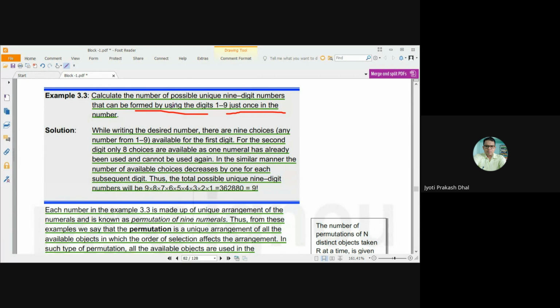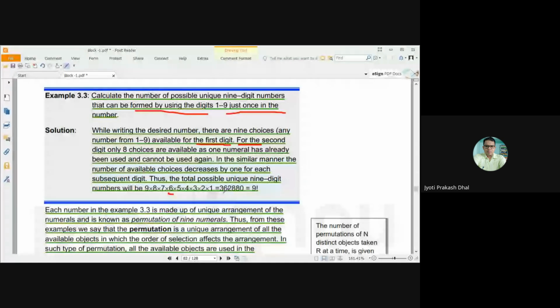Consider the 9-digit numbers that can be formed by using the digits 1 to 9. You have to form a 9-digit number, and each digit can be used only once. While writing the desired number, there are 9 choices available for the first digit. For the second digit, the number of choices available is 8. For the third digit, the number of choices is 7. And similarly for the next ones, that is 6, 5, 4, 3, 2 and 1.